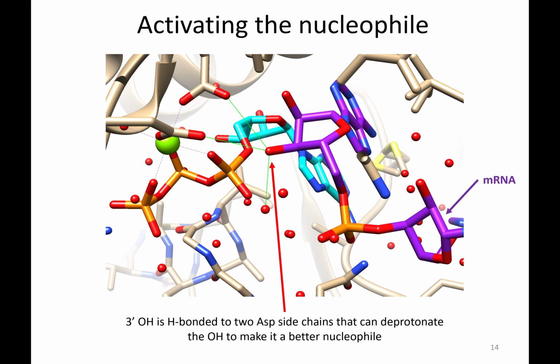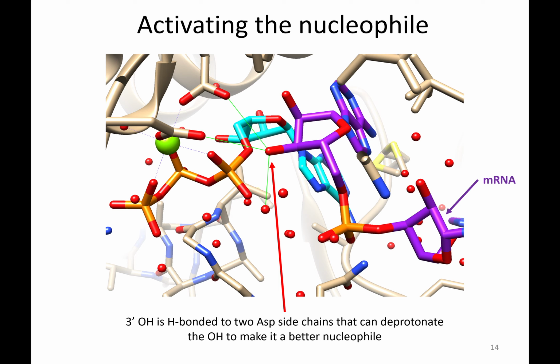Okay? This enzyme does it by positioning these two aspartic acids such that they make a hydrogen bond with the 3' hydroxyl. That's pulling the hydrogen away from that oxygen, deprotonating it, making a good nucleophile so that it can then attack at the alpha phosphorus. That's the big take-home message.